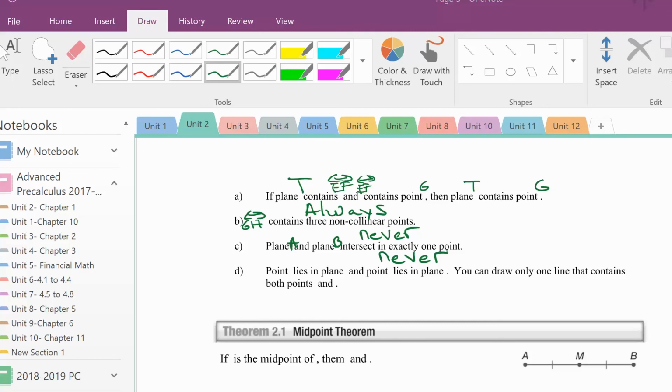Point N lies in plane X, and point R lies in plane Z. You can draw only one line that contains both points, N and R, and that is always true. Right, if they're in 2 different planes, let's say one's up here and one's down here, you can only draw one line that goes through both of them. That is always true.